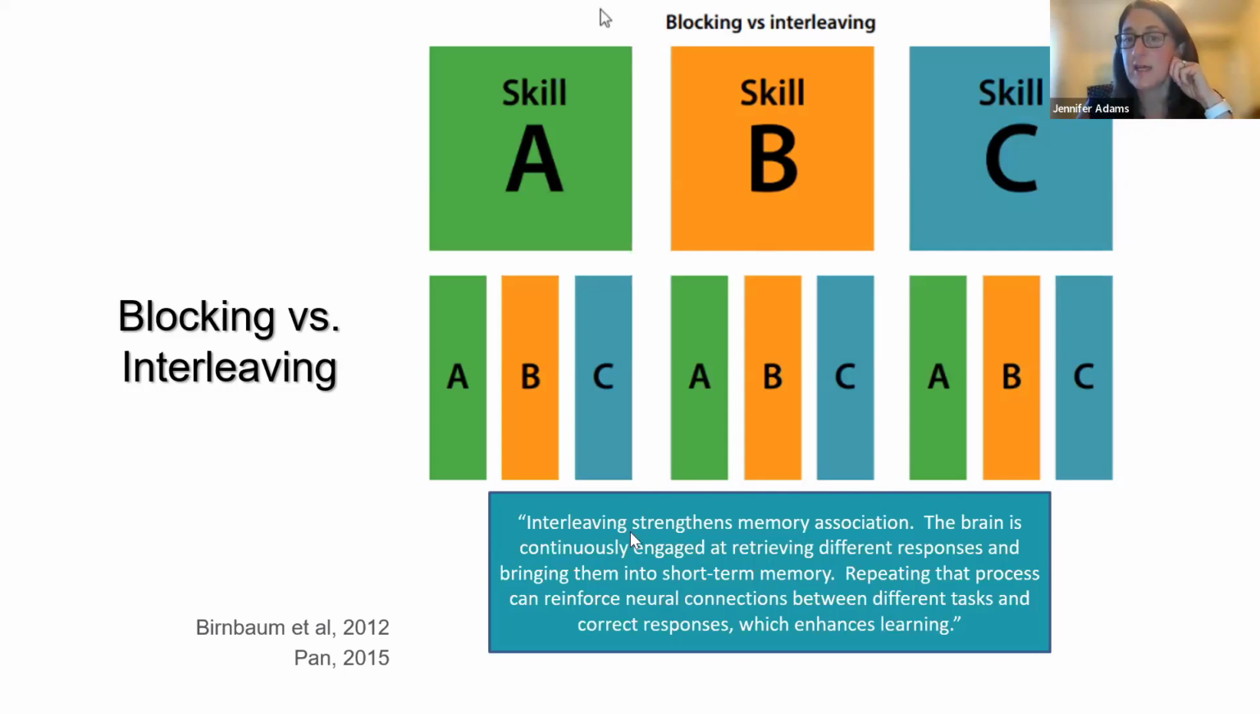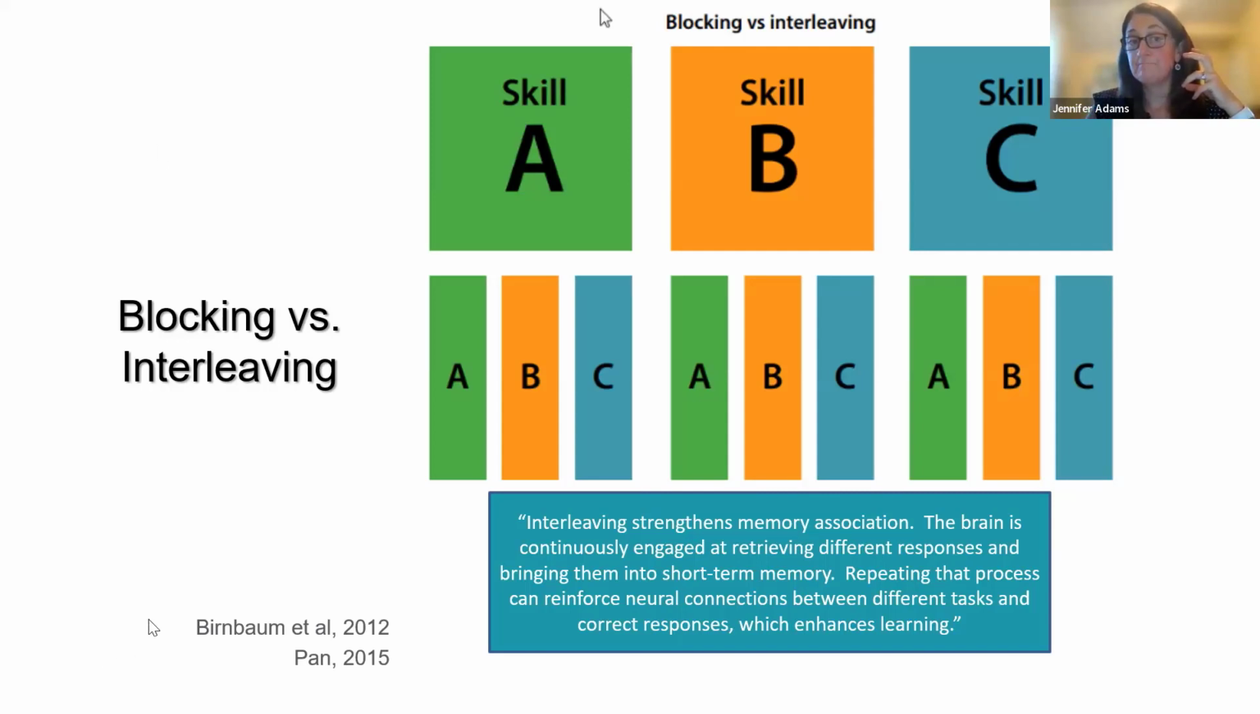So what interleaving has been shown to do is strengthen these memory associations. So we're forcing the brain to retrieve different things at different times, bringing things constantly back into the short-term memory where it used to be stored way back here, and repeating these tasks, but making it a little bit different each time, which has been shown to enhance learning. So these, I think, are the two core pieces of educational science to think about when we think about how we set up the LIC.